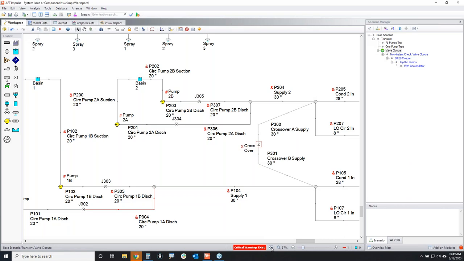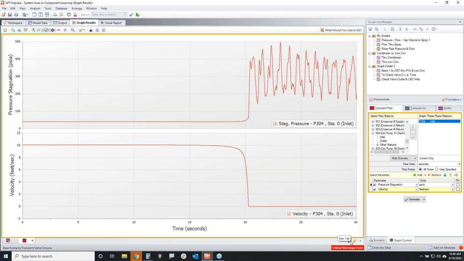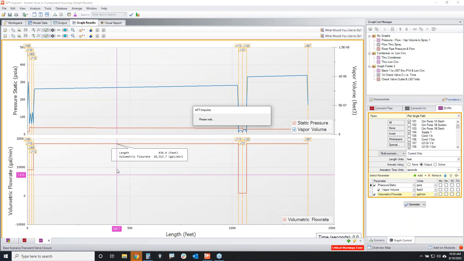So I'm going to select the flow path right here. And I'm going to go back to my graph results window and generate another graph. And we'll click on workspace. And we'll go ahead and we'll look at the same thing. Pressure, vapor volume, and volumetric flow rate. That way we can see if we're going to be cavitating in that part of the system.